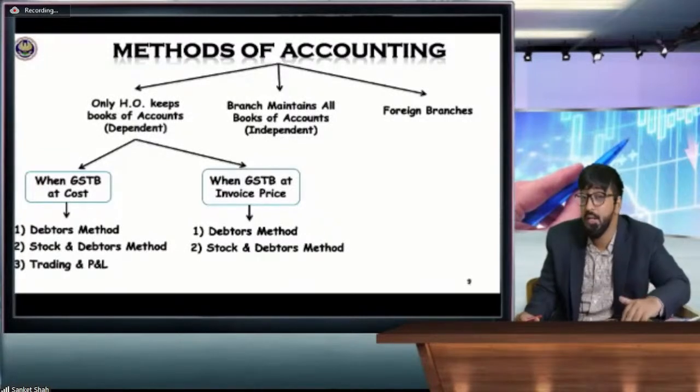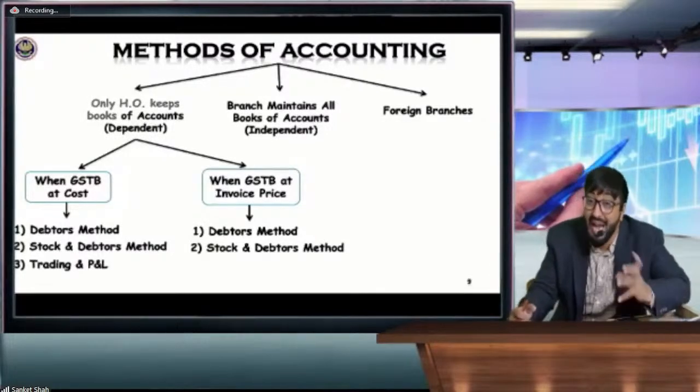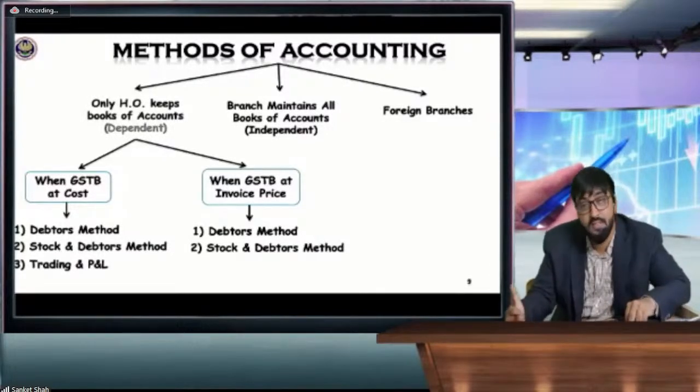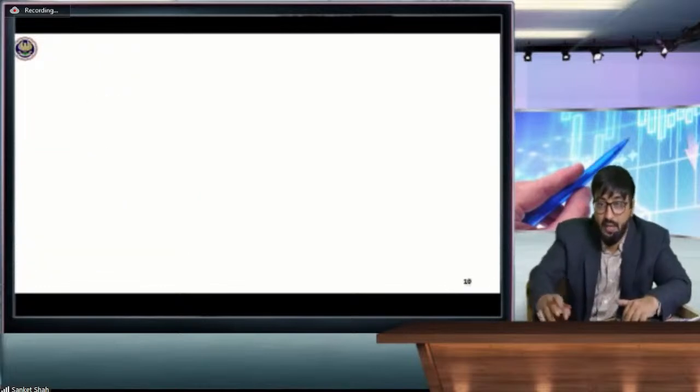Now, how are these accounting methods different? Debtors method will give you the same answer as stock and debtors method and trading and P&L method, but the recording of all these is different. So the technique to record all these methods is different, and that we have to understand in this chapter in case of dependent branch. So I'm going to now explain how to account for in debtors method and how to account for in stock and debtors method. So let's understand it quickly.